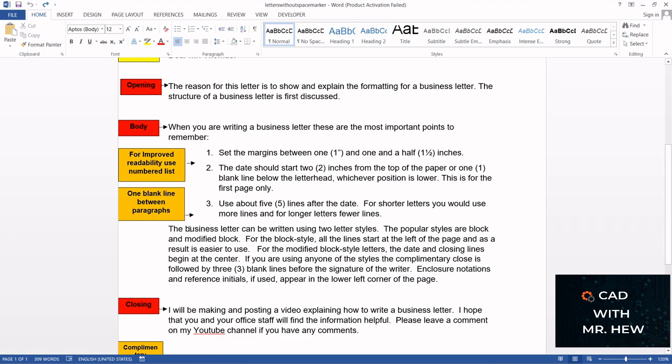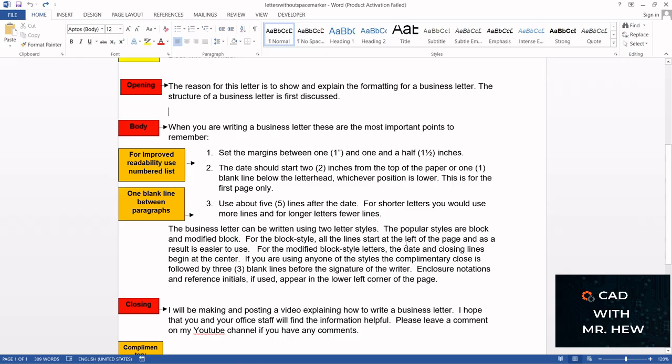The business letter can be written using 2 letter styles. The 2 popular styles are block and modified block. For the block style, all the lines, that is the sentences, start at the left of the page, right? And as a result, it's easier to read and therefore communicate your ideas. For the modified block style letters, the date and closing lines begin at the center.